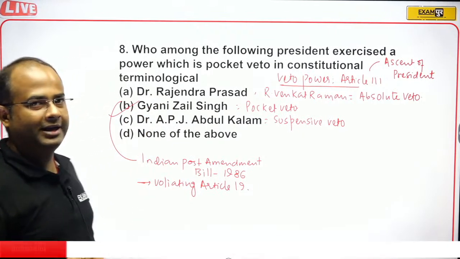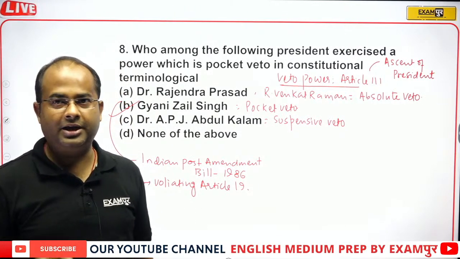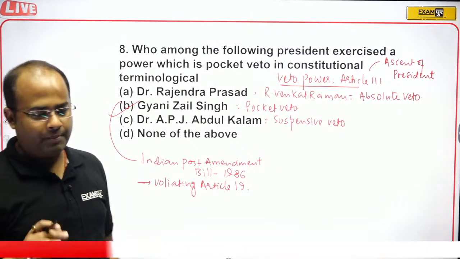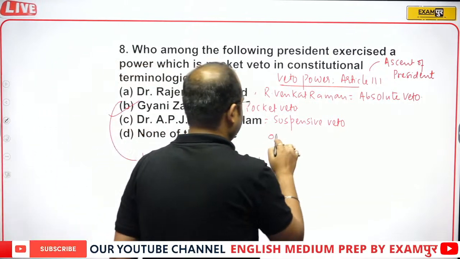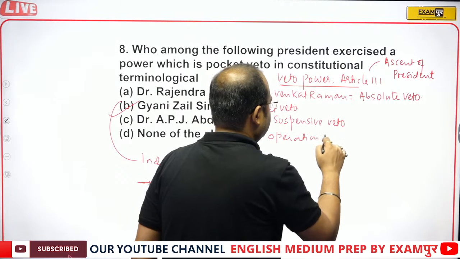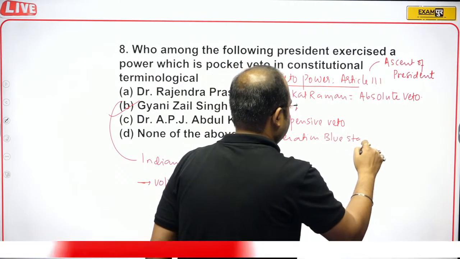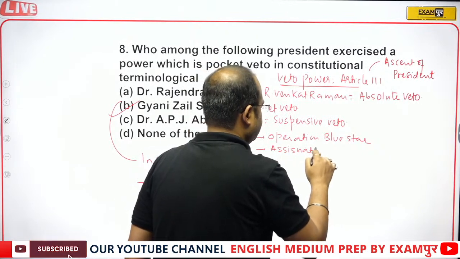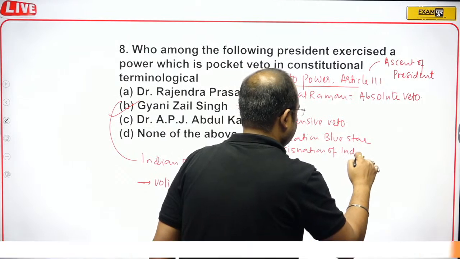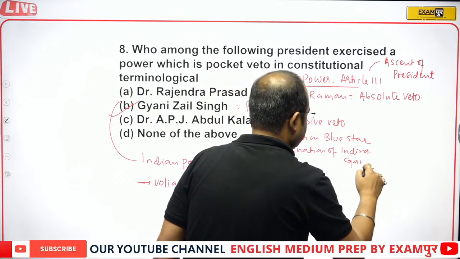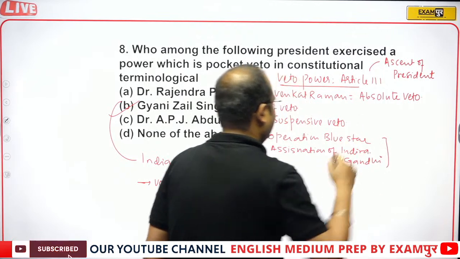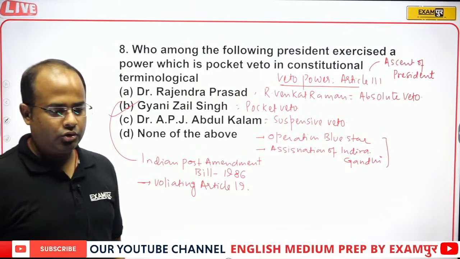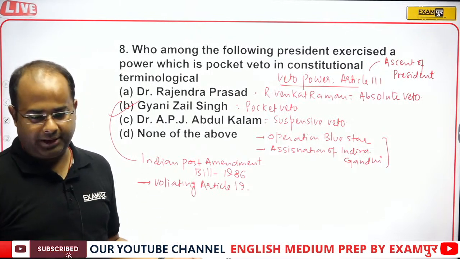And during the time of Gyani Zail Singh, the assassination of Mrs. Indira Gandhi happened, and other than this, Operation Blue Star also happened. Operation Blue Star and the assassination of Indira Gandhi happened during the time of Gyani Zail Singh. So the correct answer will be, guys, option B.